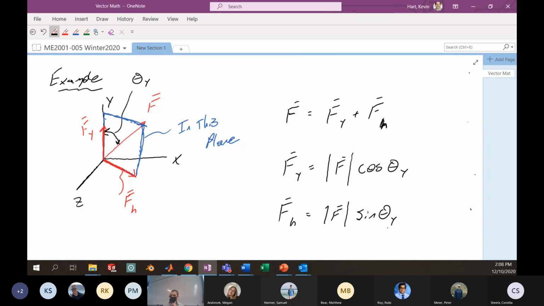But now if we want one more level, we want to further resolve the vector Fh into the x and the z directions. So now let's say that we have some angle that exists here, let's call this theta x. It's the angle that exists between the x-axis and our particular vector. And we notice that this vector Fh is contained in a two-dimensional xz plane. So it's sort of like contained in this plane here.